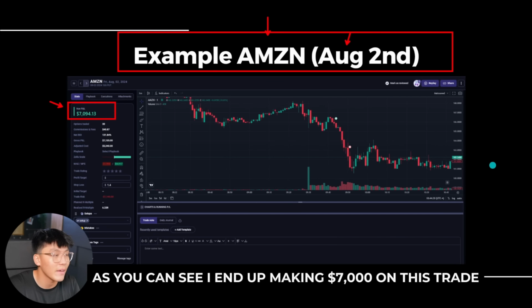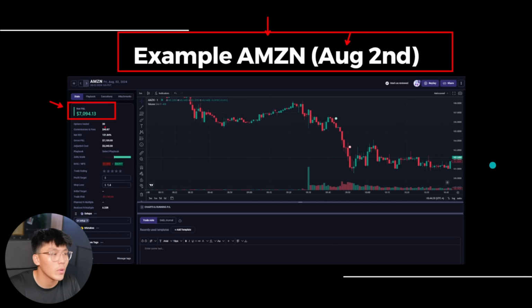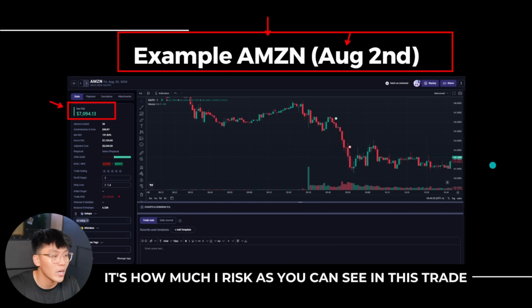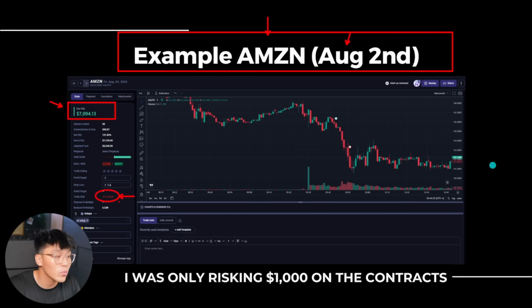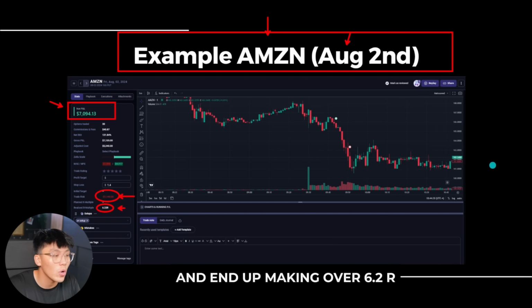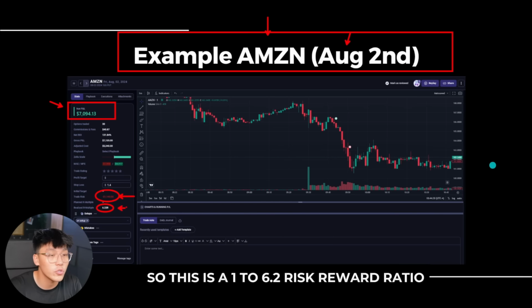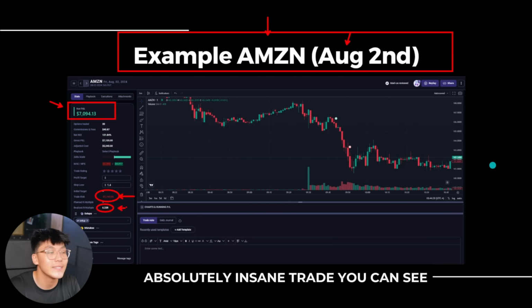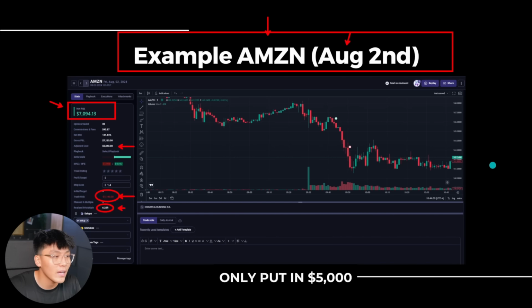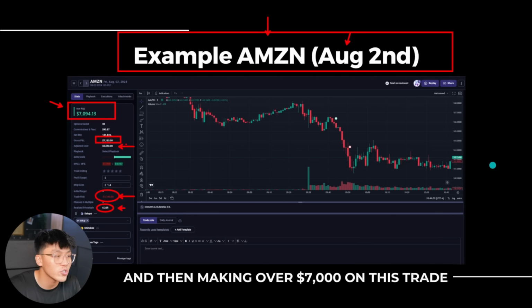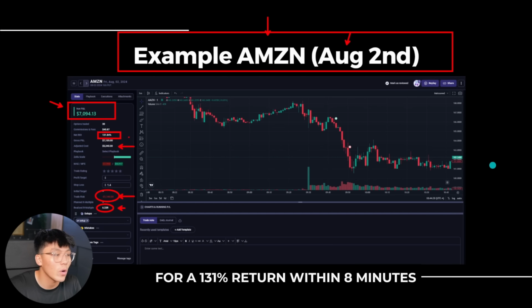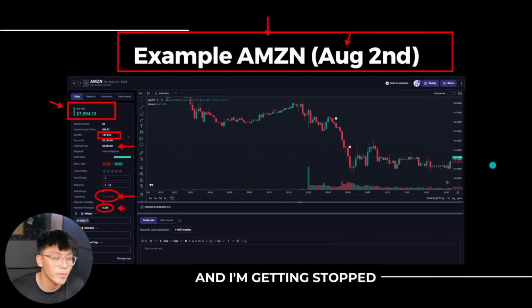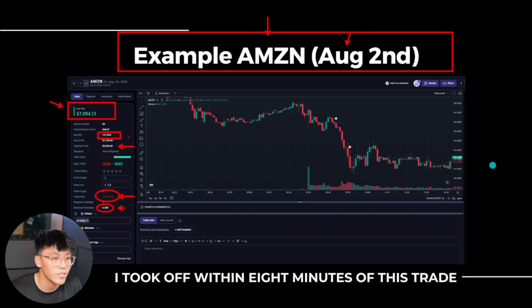As you can see, I ended up making $7,000 on this trade, but what matters is not how much I made, it's how much I risked. As you can see in this trade, I was only risking $1,000 on the contracts and ended up making over 6.2 R. So this is a 1 to 6.2 risk to reward ratio. Absolutely insane trade. You can see only put in $5,000 and then making over $7,000 on this trade for a 131% return within 8 minutes. The rest of my remaining contracts I ended up getting stopped out. So it's a little bit longer than 8 minutes, but 90% of my position I took off within 8 minutes of this trade working out.